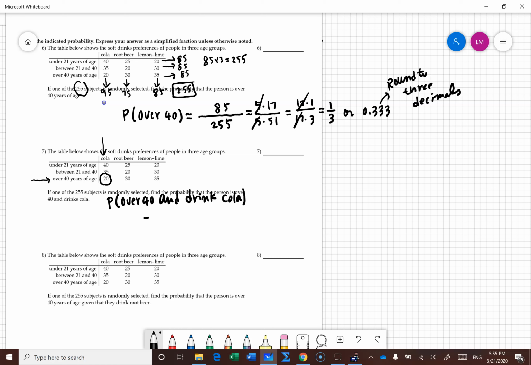So this is 20 out of 255. What is 20 out of 255? It is 5 times 4 over 5 times 51. So it is 4 out of 51. Or if you want to use a decimal calculator, then 0.0784. So both answers are fine. Number 8.